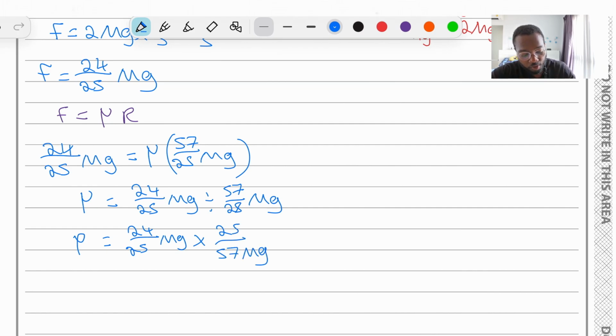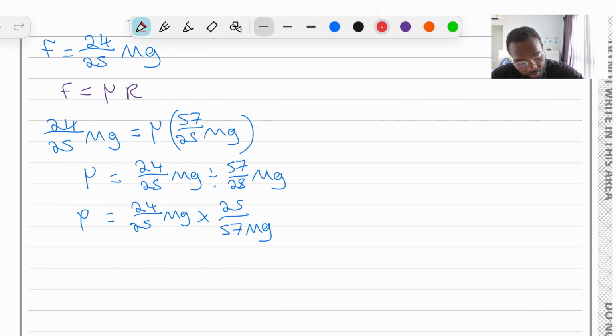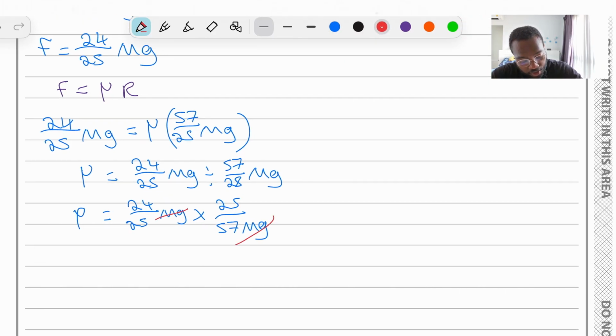Now the mg is at the bottom because we just flipped everything. And now if we just cancel everything out, the mg's cancel out, and the 25s also cancel out. So we are left with 24 over 57, and that simplifies down. Both are multiples of 3. That simplifies down to 8 over 19.